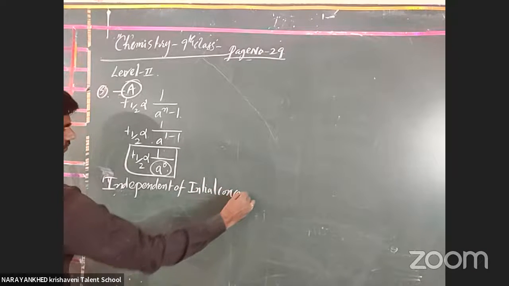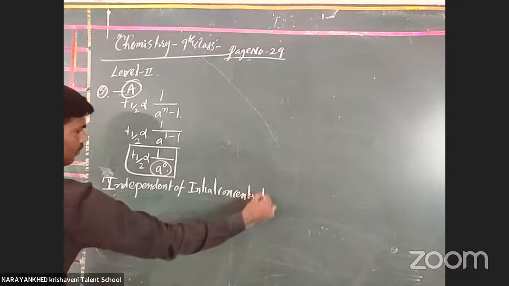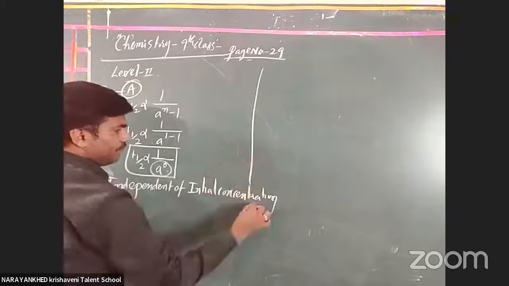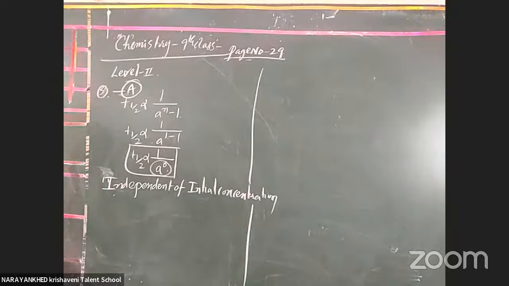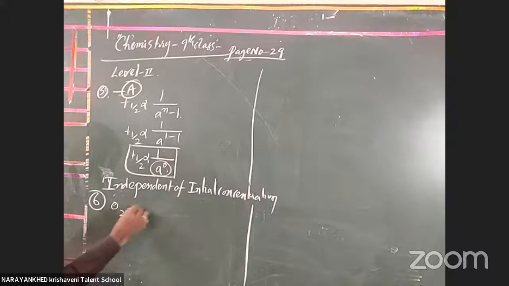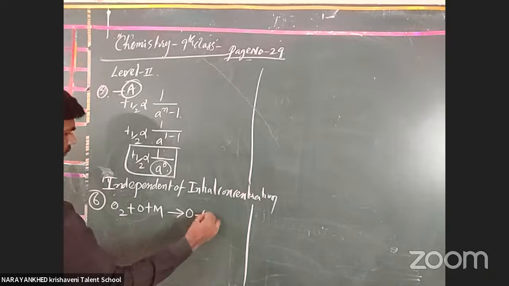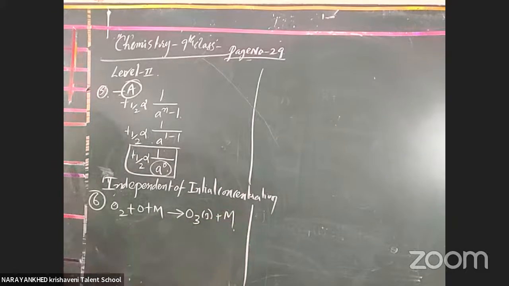The reason is this. Got it or not? This is the fifth question answer. Next, the sixth one. They gave the equation O2 plus O plus M, where M is not a molecule, forming ozone O3 plus M.